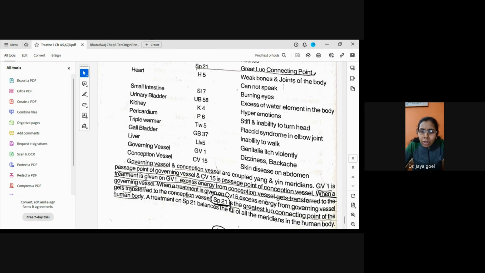GB1 is treated for dizziness and backache. Means if the patient is having dizziness and back pain, then GB1 should be treated. And if the patient is having a skin disease on the abdomen, then CV15 will be given; treatment will be given on CV15. That's all.